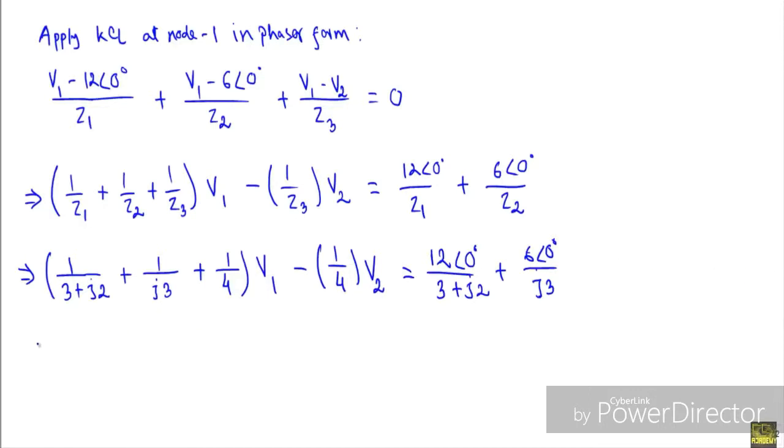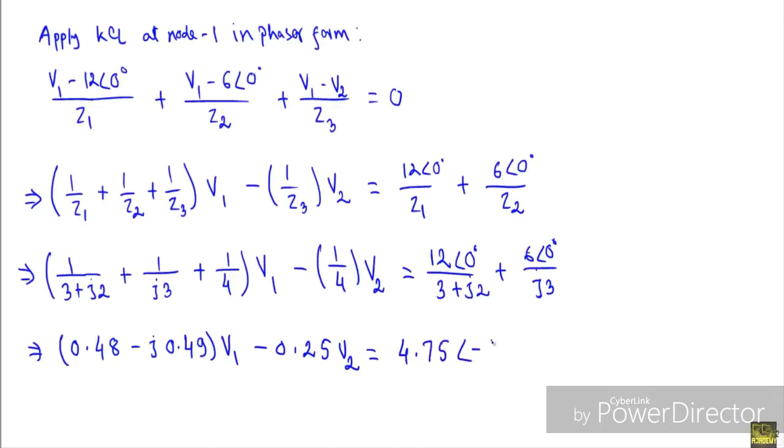If you perform the required calculation, you will get (0.48 minus j0.49) V1 minus 0.25 V2. On the right side you will get 4.75 phase angle minus 54.25 degree, and this will be our equation number 1.